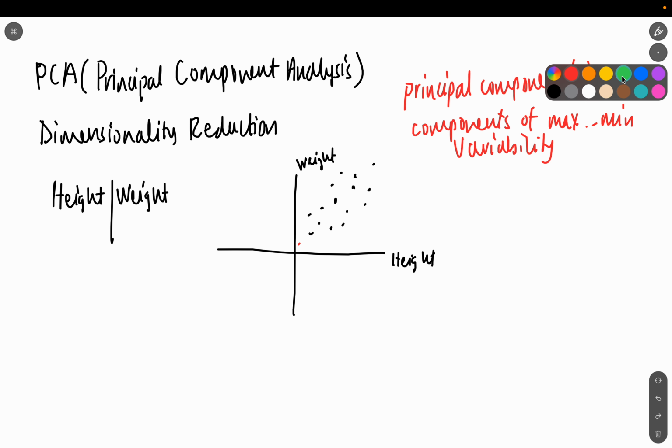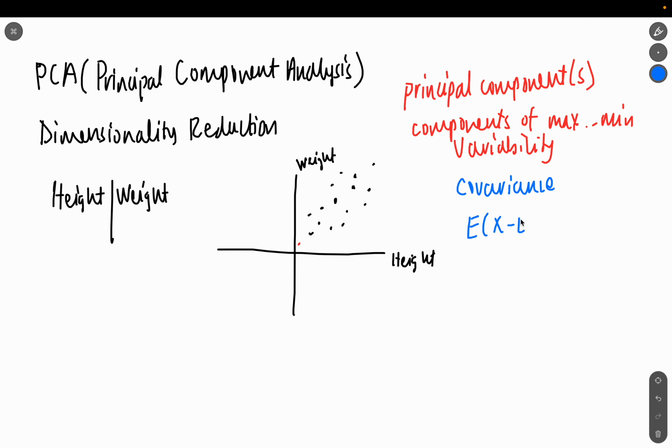Let me switch to a blue color. Okay, so covariance. We all know regular variance from stats is defined as the expected value of x minus the expected value, squared. Remember, in general, you can think of expected values as just being means, the average. So it's saying on average, how far is each point from the average?